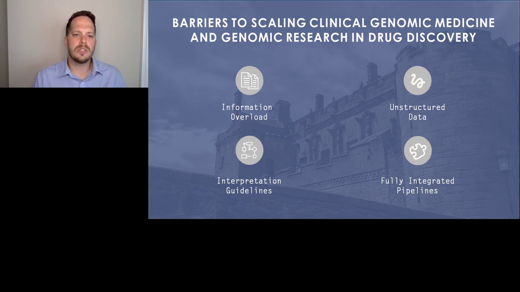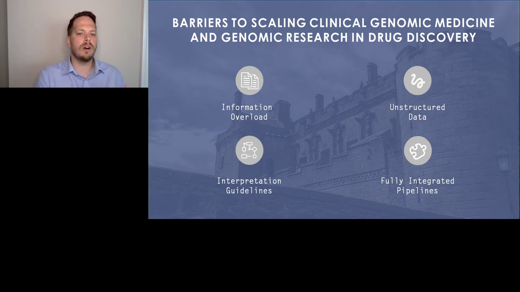So some of the specific barriers to scaling both of these different aspects of genomic medicine in the clinic and in pharma are that there's just a lot of information. So there's an information glut, which is a great potential benefit, but absent a streamlined ability to access and organize this information, it becomes a significant challenge.